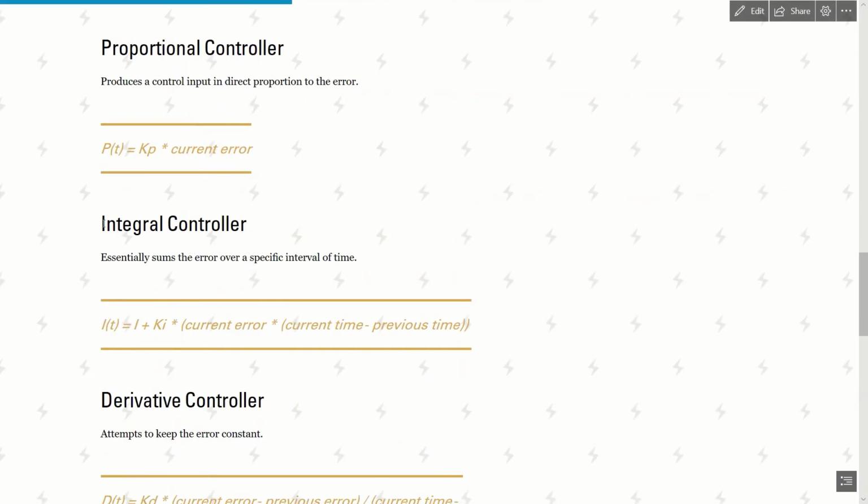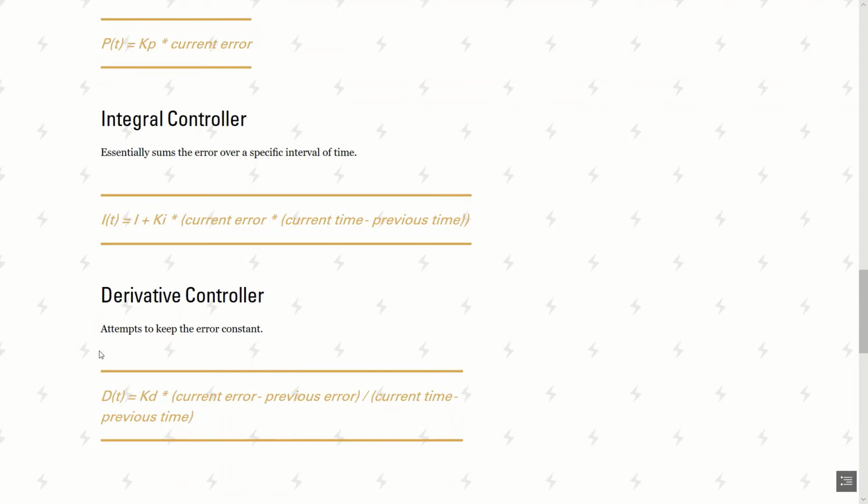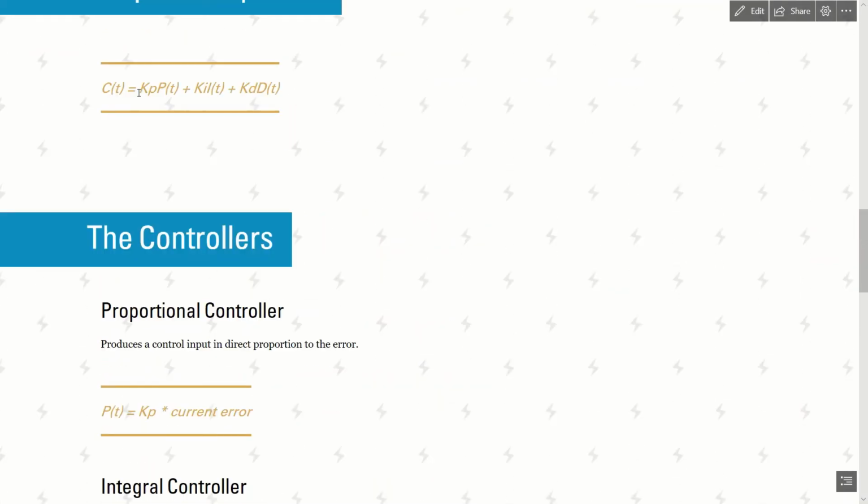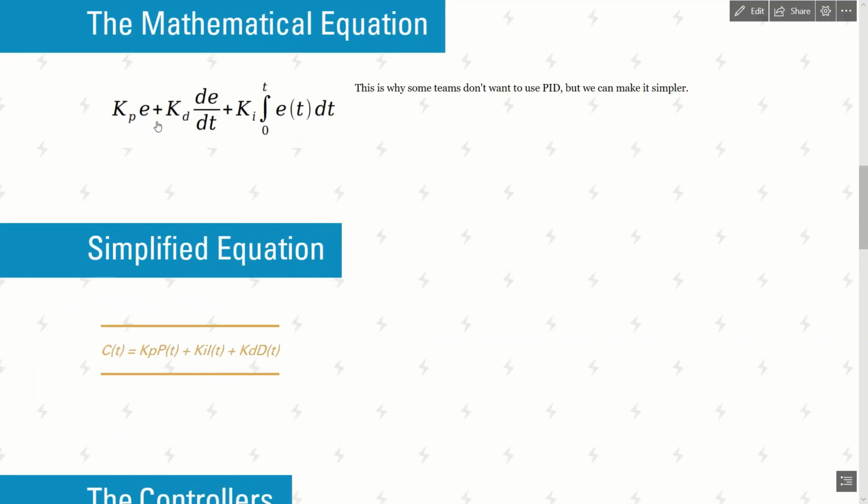So let's start with integral here, and essentially it sums up the error over a specific interval of time. So yes, we are going to have to use elapsed time later, and this is basically I, which is your initial I right here, plus K sub I times your current error times current time minus previous time. And that's how you would get your integral controller. And then your derivative attempts to keep the error constant. So this basically is K sub D times the change in error, over the change in time. So how we can keep track of this and what our output is going to be is essentially adding these up. Hence this equation right here, which is a simplified version of the equation up here.